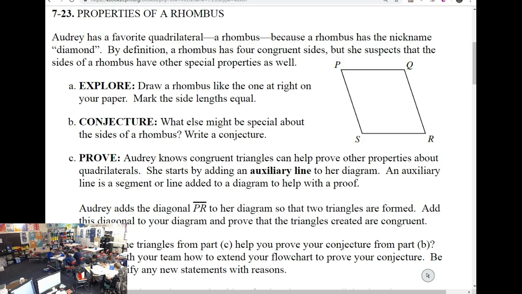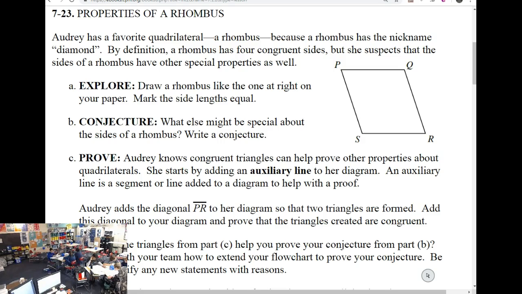So let's prove something about the diagonal. Let's prove the diagonal. There we go, nice and marked up. Okay, so we have to go back, even though we were over here. We have to make a flow chart over here first. This is the perpendicular statement.